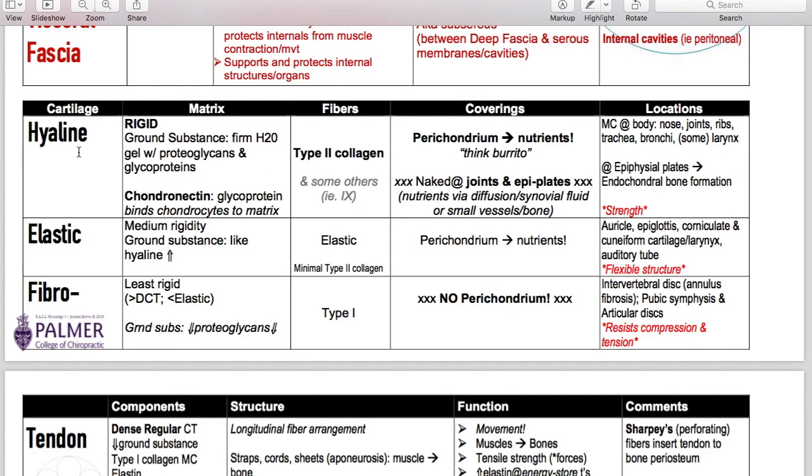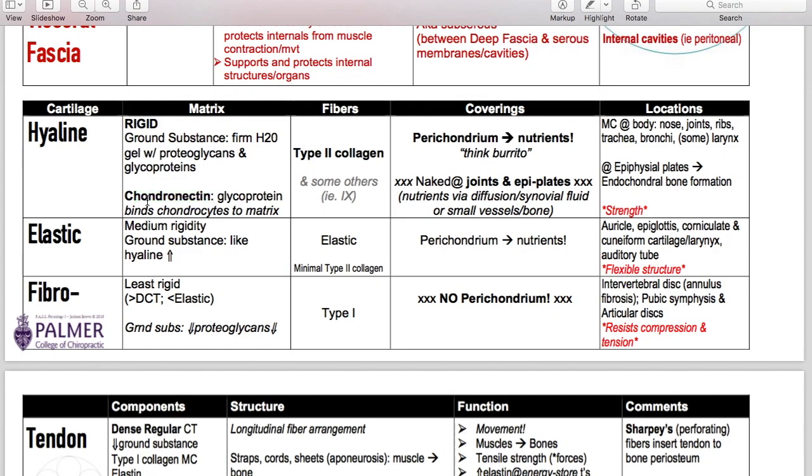Hyaline cartilage is going to be your typical, most common cartilage. It is the strongest cartilage. The ground substance is going to be a firm, hydrated gel with lots of proteoglycans and glycoproteins. Firm is going to be the key word there. Chondronectin is a glycoprotein found in hyaline cartilage, and it binds chondrocytes to the matrix. So chondrocytes are cartilage cells.